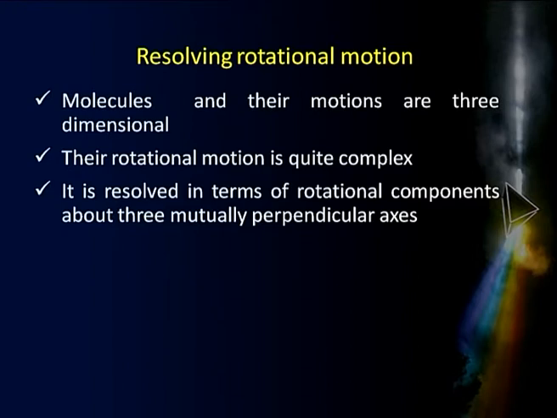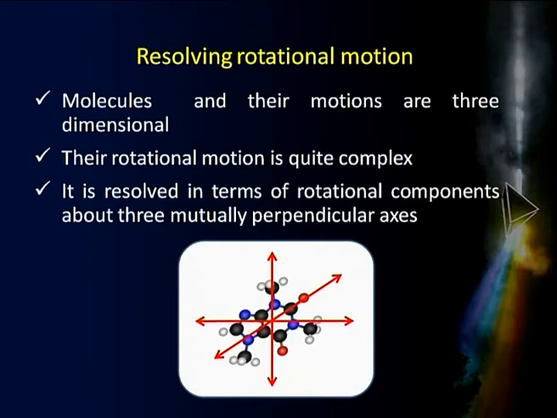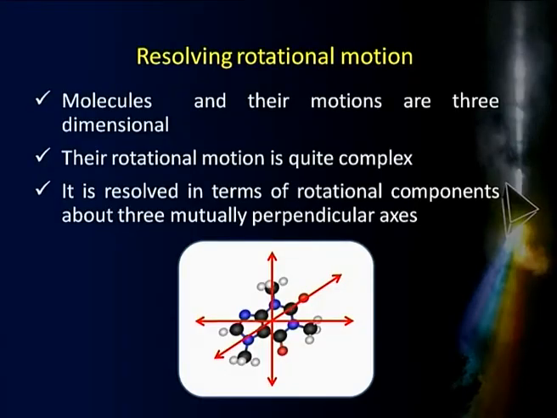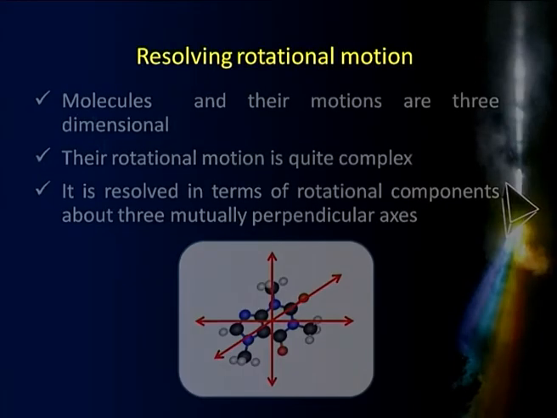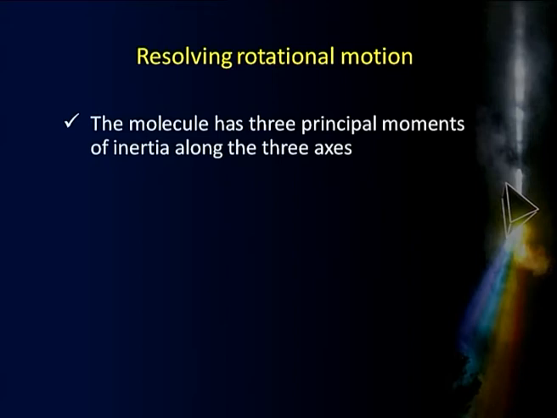You take a molecule and think of three principal axes, the x axis, y axis, z axis, and put the molecule there, letting the center of mass of the molecule be at the origin. Then the motion of the molecule can be resolved in terms of the rotation component along the x axis, along the y axis or z axis, but they are typically called the A, B and C axes. So, accordingly the molecule has three principal moments of inertia along the three axes.